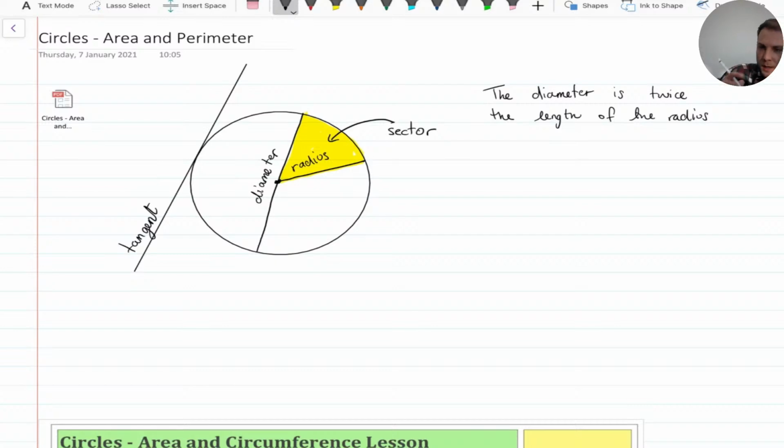So, the area of a circle, you use a special symbol. Now, I think you know this already, but I'm going to write it down anyway. So, it's pi. Now, pi is a special number. It is an actual number. And it's the proportion of the circumference to the radius or diameter.